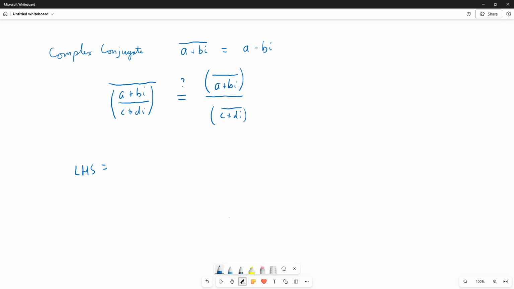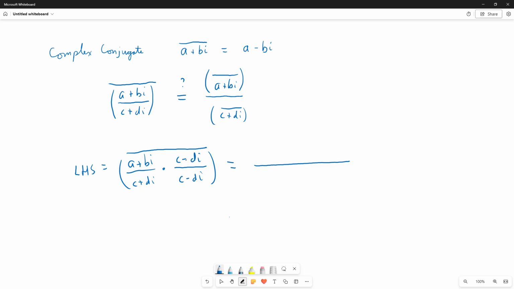So to compute the quotient, we multiply the numerator and the denominator by the conjugate of the denominator. So we have a plus bi over c plus di, and we multiply by the conjugate of c plus di over itself, and that's c minus di. And then we need to calculate the conjugate of this after we simplify this here.